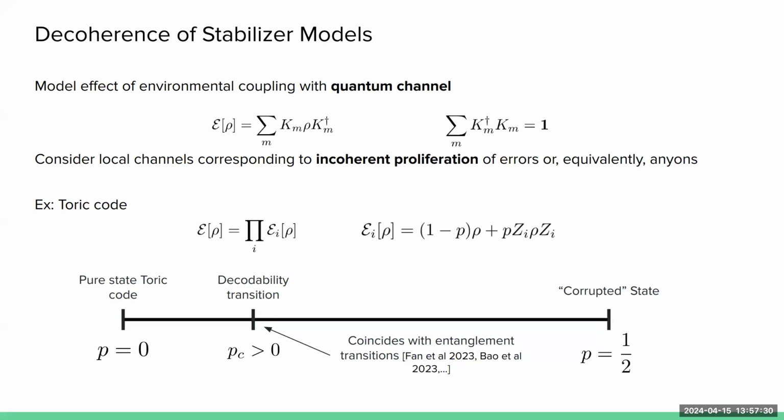Sorry, could you just clarify a bit the operation you're doing? You start with an initial state and then you apply this quantum channel operation. This is like evolving one step in time. Right, so at every step, you're evolving one step in time.